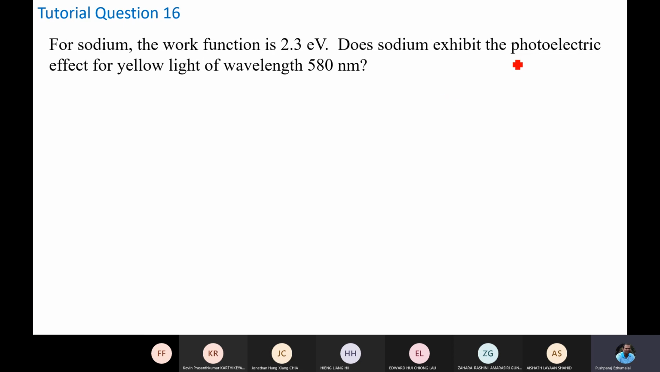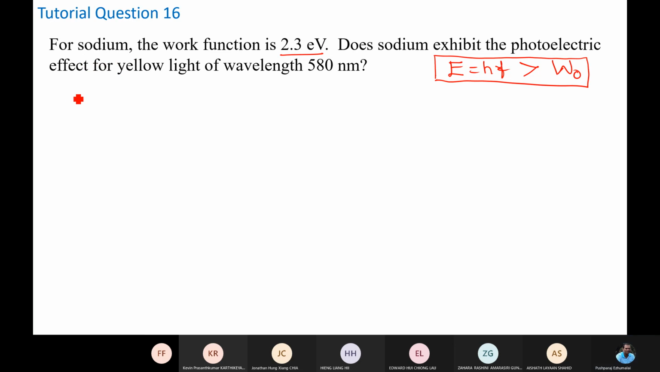So for the photoelectric effect to take place, what we need is the incident energy, hf, should be greater than the work function of the metal. So if the energy of the photon is greater than the work function of the metal, then only the photoelectric effect takes place. So work function is given. We need to check the energy.